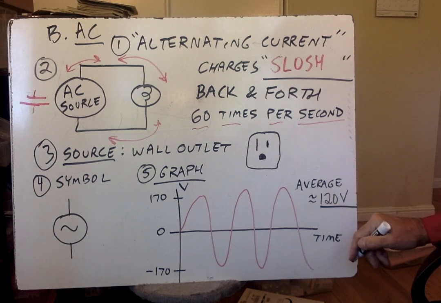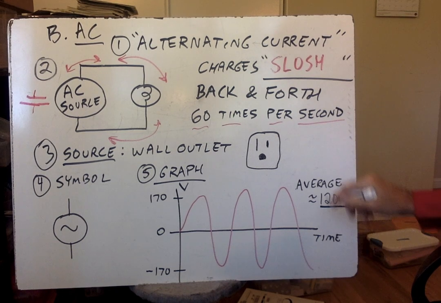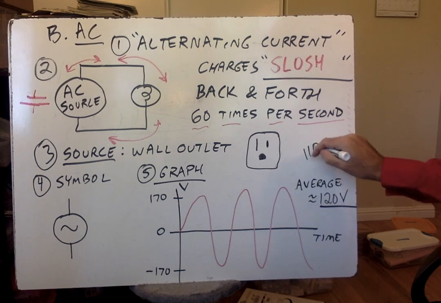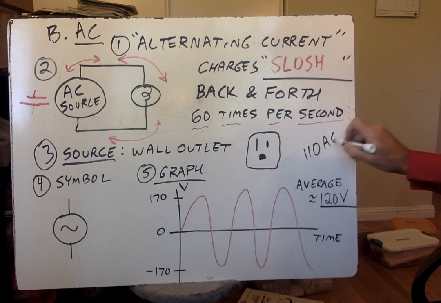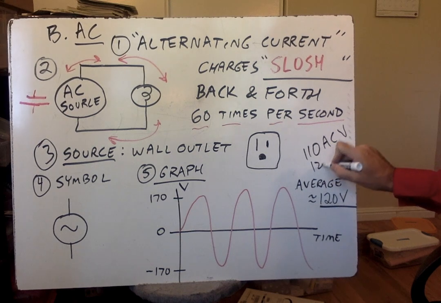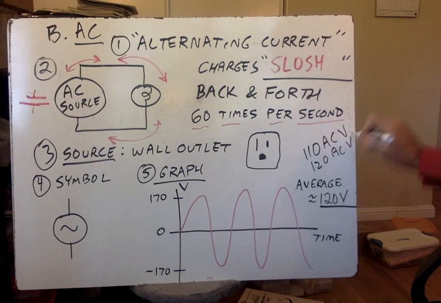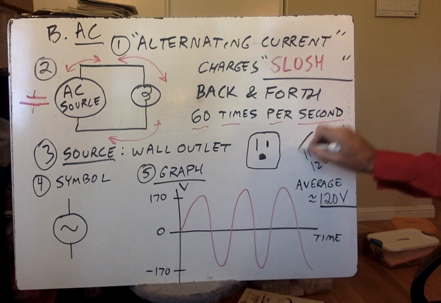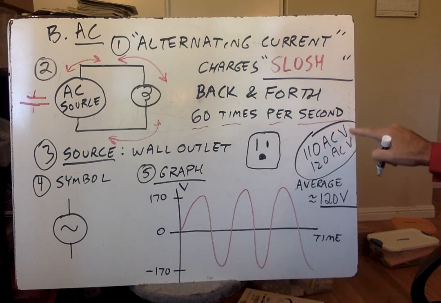And so that's why you'll often hear people talk about wiring a house at 110 AC or 110 ACV or 120 ACV, or they might even say 115 or 110 to 120. It's just in this range, AC voltage.